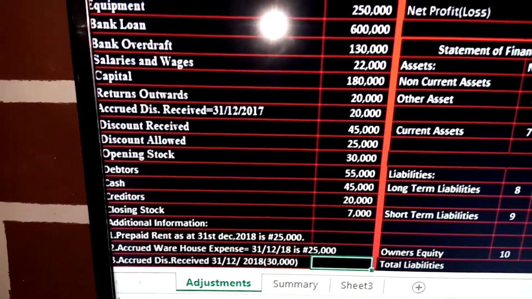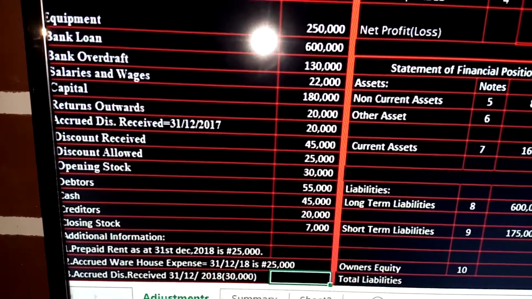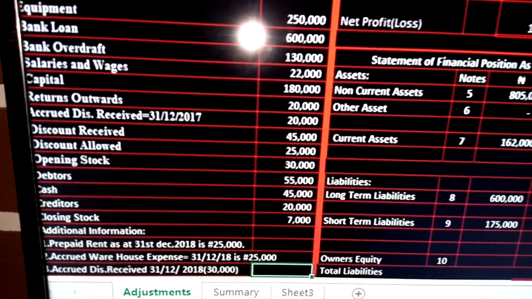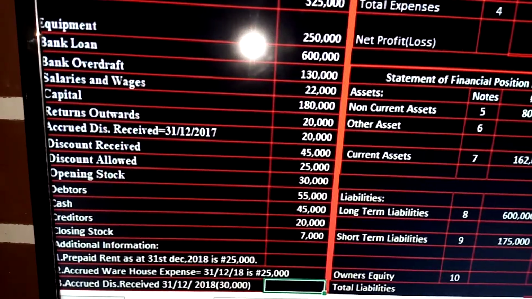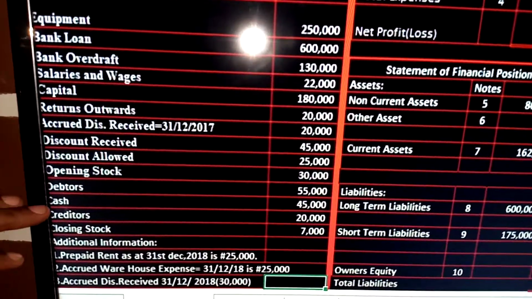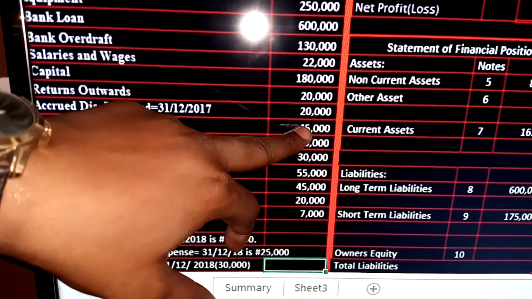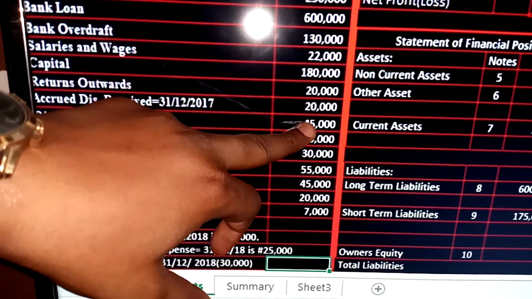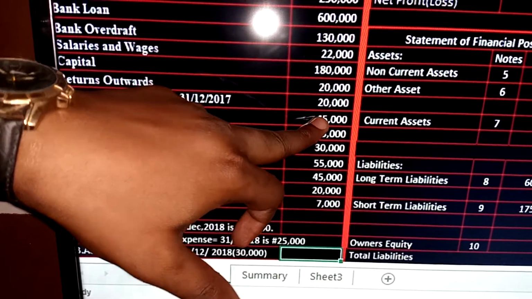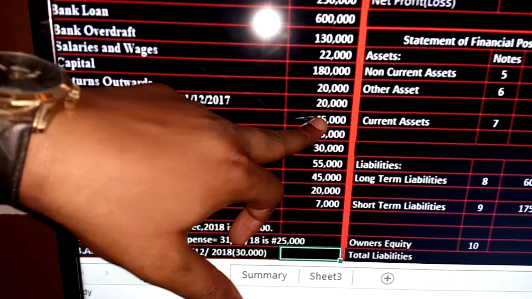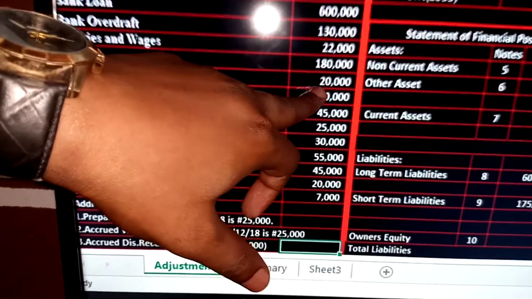Remember, we established the fact that your accrued income, discount received here, is an income. At start, you deduct. At end, you add. So our discount received during the period is 45,000. Now we have discount received accrued as at 2017 ending, which is the same as the beginning of 2018. And the rules say what? We subtract. So we're going to say 45,000 minus 20,000.